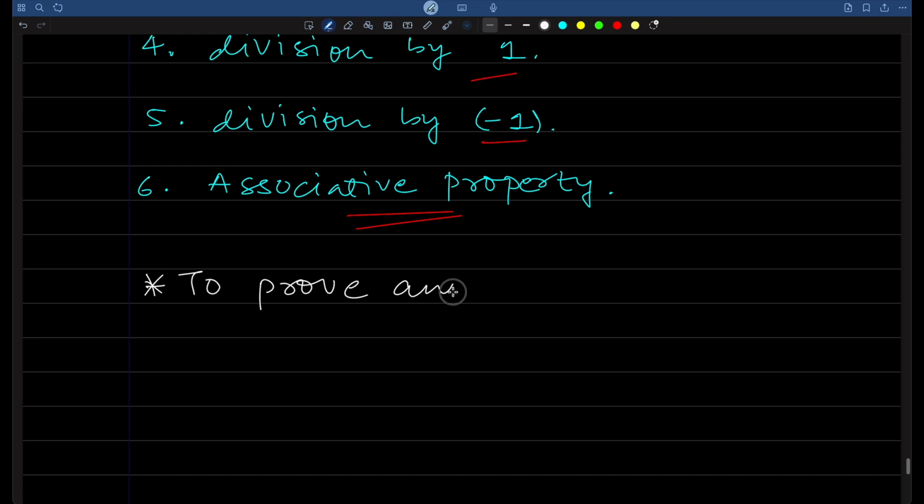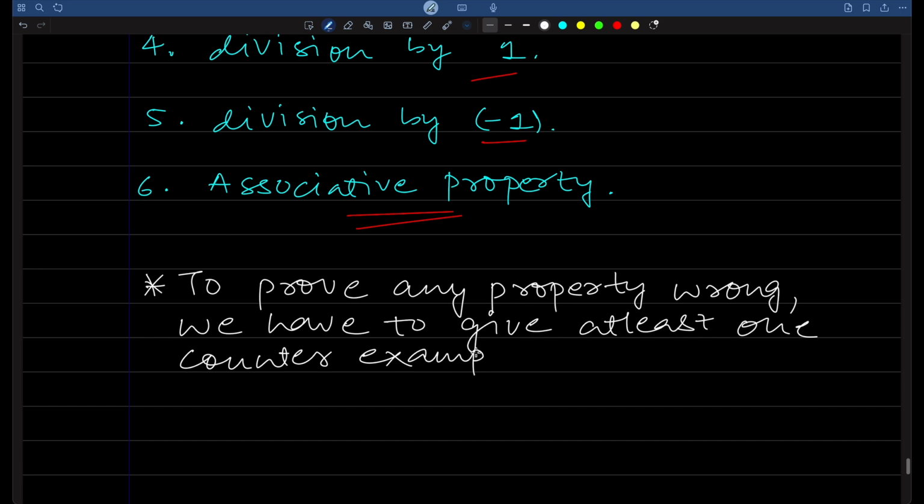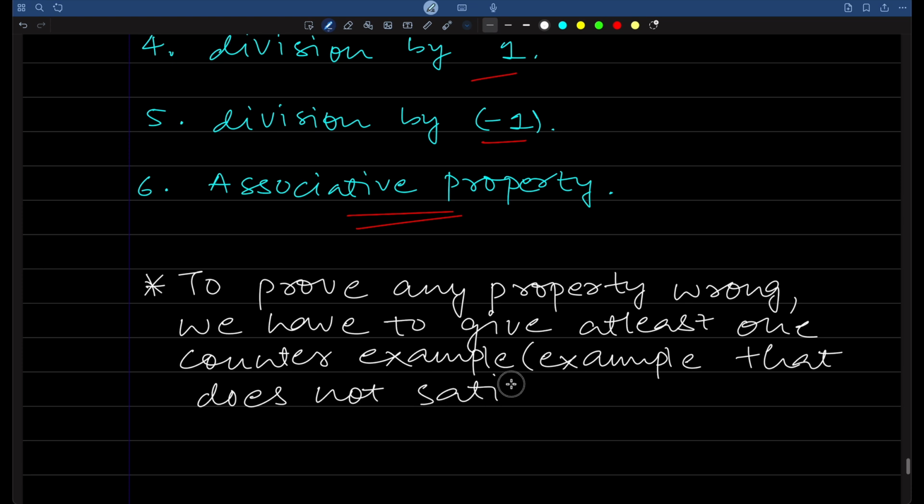To prove any property wrong, we have to give at least one counter example, or we can say an example that does not satisfy that property.